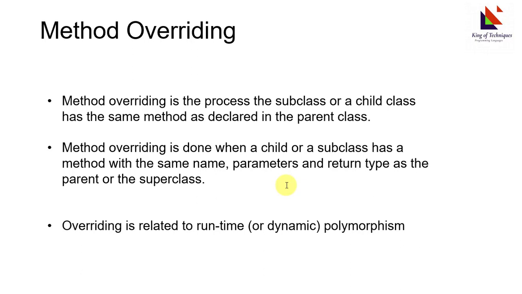On the other hand, method overriding is done when a child or a subclass has a method with the same name, parameters and return type as the parent or the superclass. Overriding is related to runtime or dynamic polymorphism.